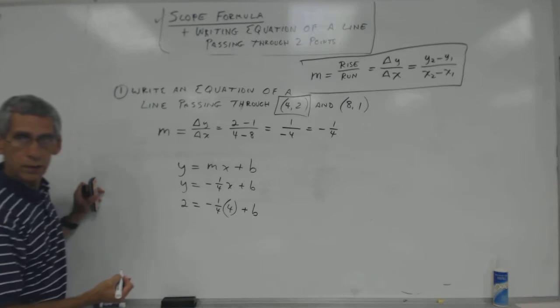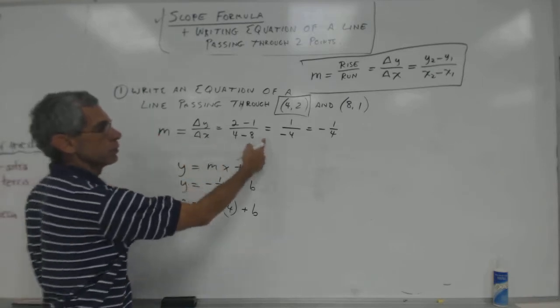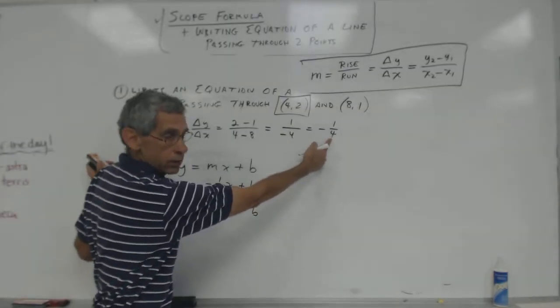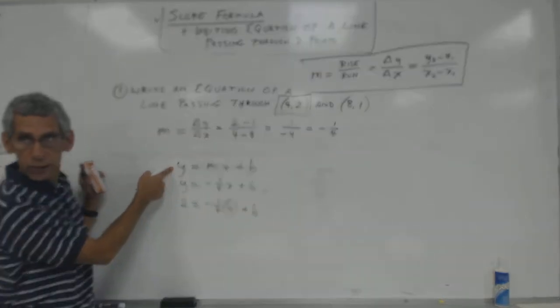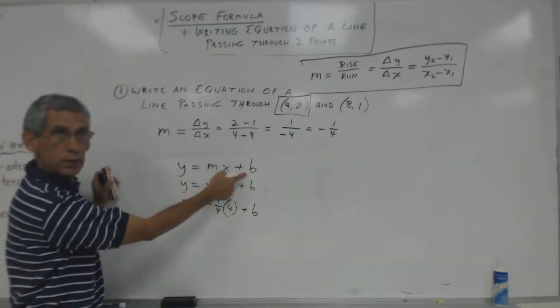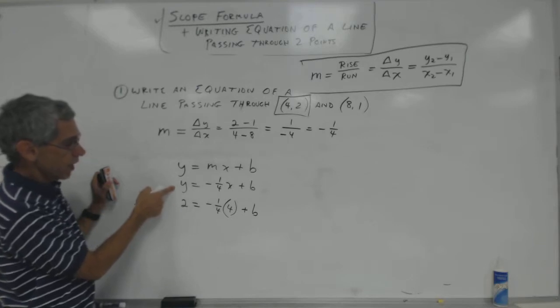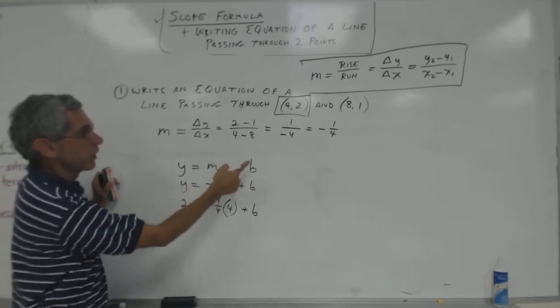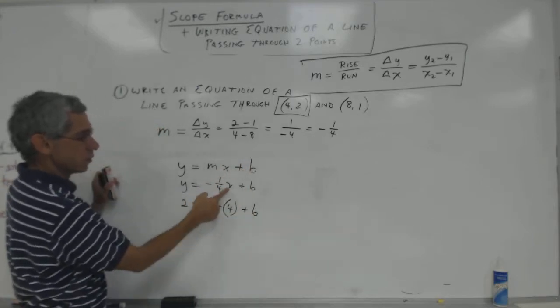You with me? I found my slope. Everybody knows how to do that. And then I write my slope-intercept formula. Y equals mx plus b. Right? Y equals negative 1/4 x, because that's what my m is, plus b.